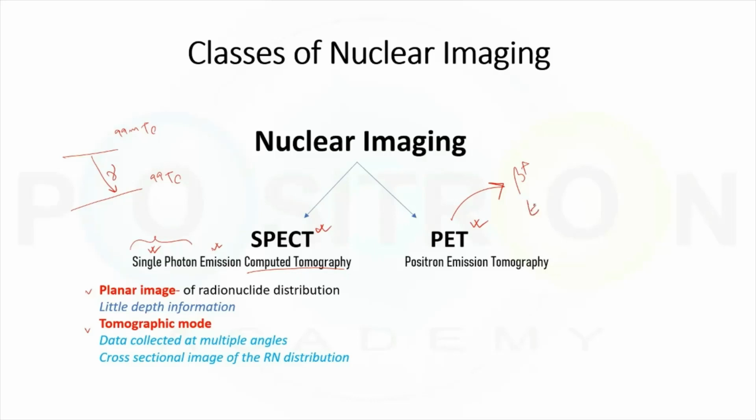And why emission? Because the patient's body emits radiation, and tomography because the images that are formed are slice-by-slice images. That's why we call them tomographic images. And regarding how it goes on, I have explained in the previous video how PET imaging goes through.